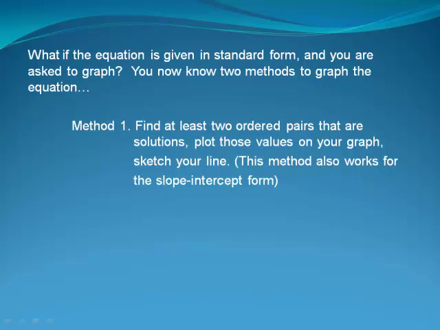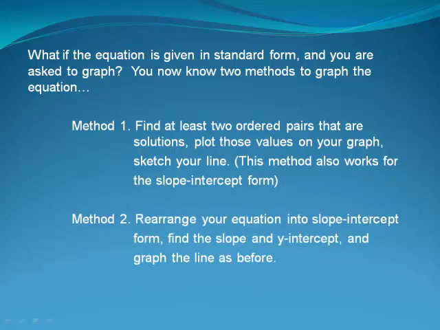Okay? And again, that also works with slope-intercept. If you prefer just to get 2 or 3 ordered pairs by plugging in an x and solving for y or vice versa, and then plotting those points, that still works. What you learned prior to this is still valid. But now you also know a second method. You can take any equation, and if it's not in slope-intercept form, you can rearrange it into slope-intercept form, find the slope and the y-intercept, and graph the line as we just did in the examples where you plot the y-intercept and then count slope to get a second point. So you now know 2 methods for graphing any linear system.